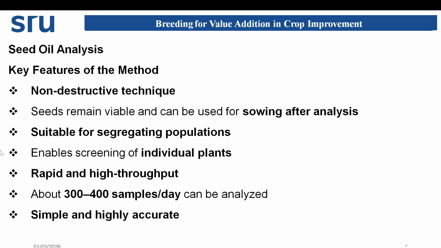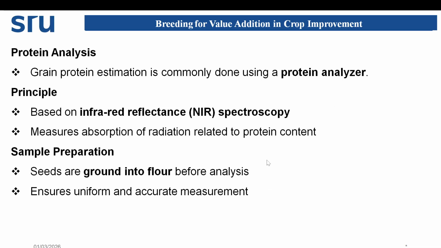What are the key features? First, it is a non-destructive technique. Seeds remain viable and can be used for sowing after analysis. Second, it is suitable for segregating populations. It enables the screening of individual plants. Third, it is rapid and high throughput. About 300 to 400 samples per day can be analyzed. It is simple and highly accurate.